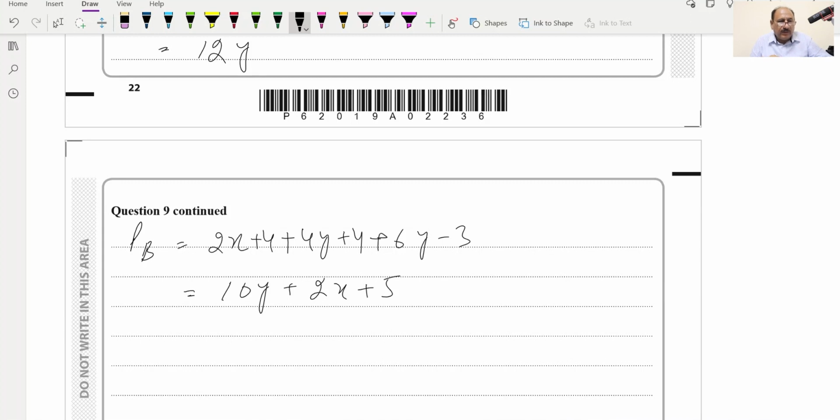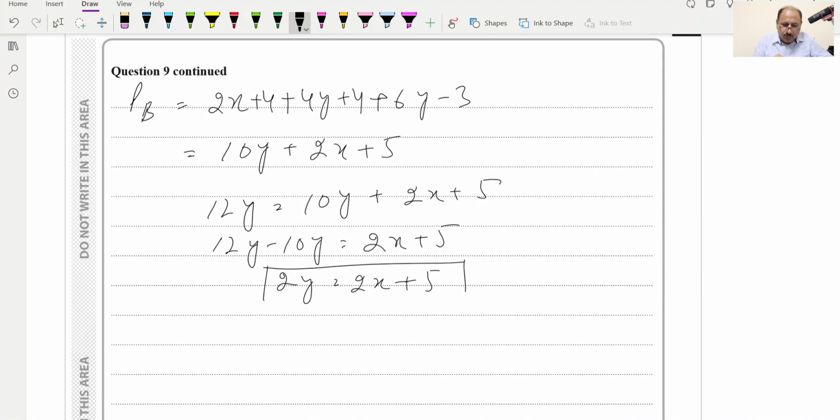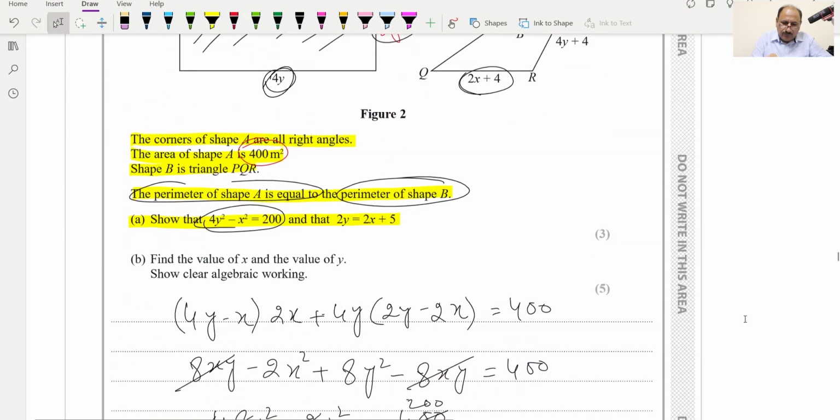So plus 5. We are given that these two are equal. So we can write 12y is equal to 10y plus 2x plus 5. So this implies 10y we can shift to this side. So 12y minus 10y is equal to 2x plus 5. So this implies 2y is equal to 2x plus 5, which is also the required result which we have proved. And this was what we needed to prove.